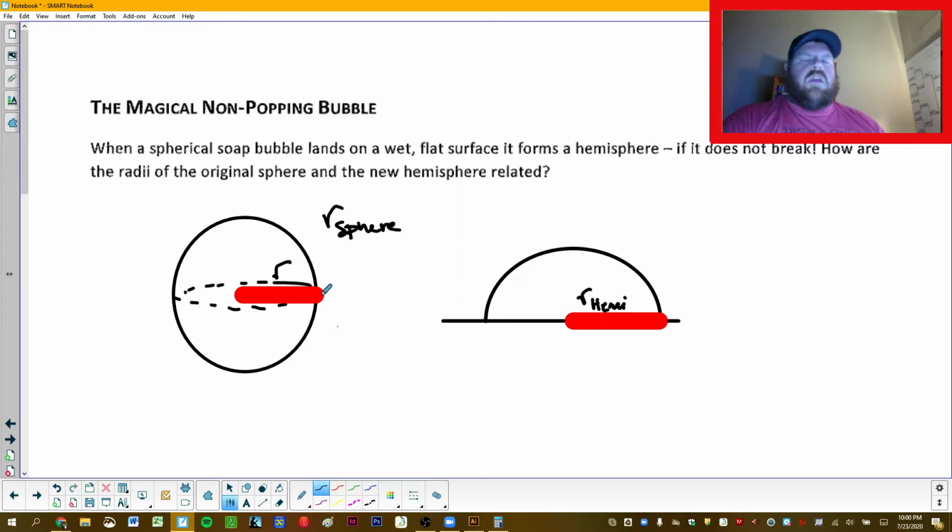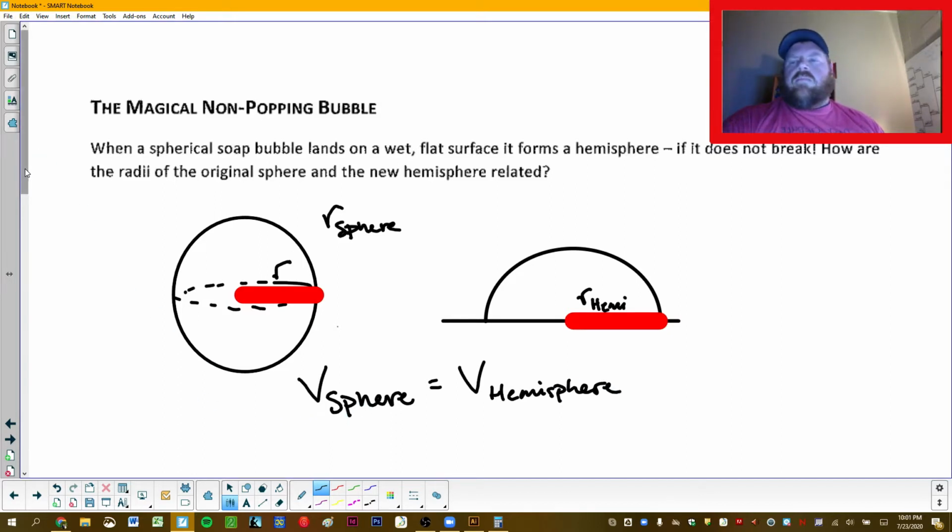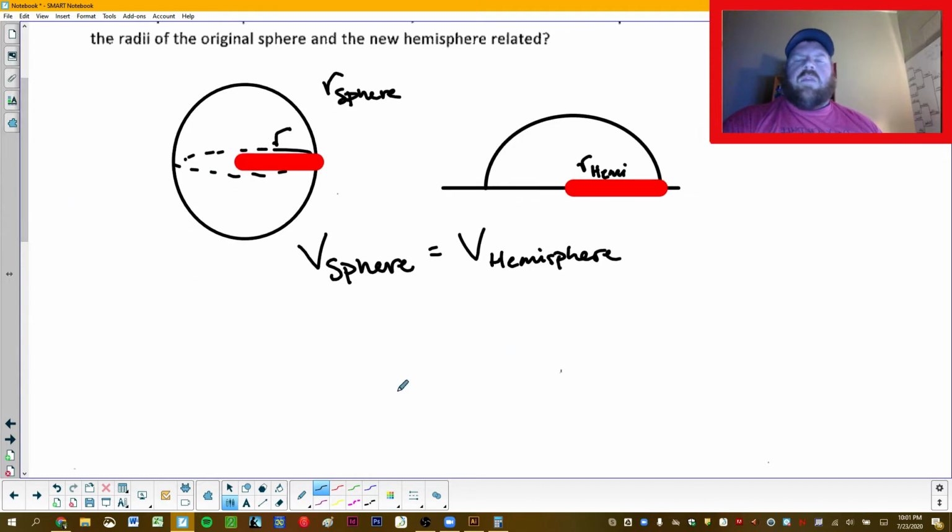The number one thing that I know holds true is that the amount of air in each of these bubbles is the same, meaning that their volumes are the same. So I know that the volume of the sphere is equal to the volume of the hemisphere. Okay, now what does that mean? What am I going to do with that?